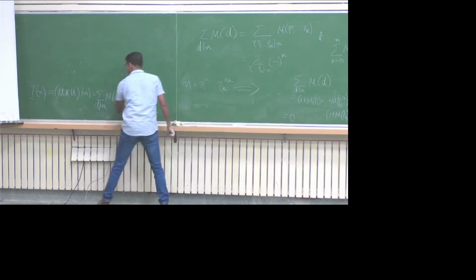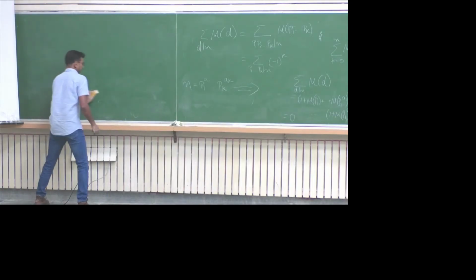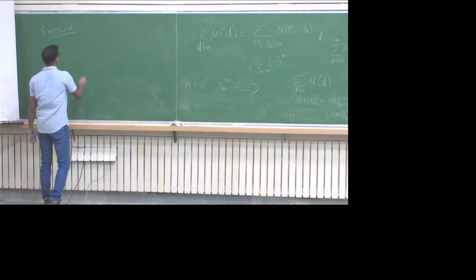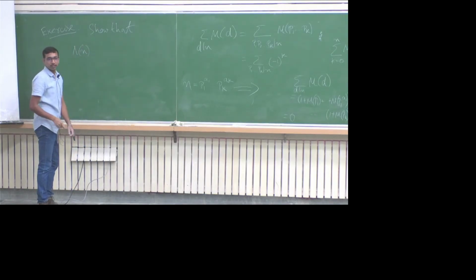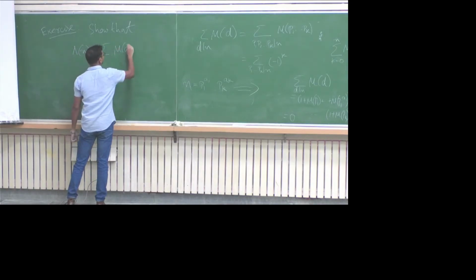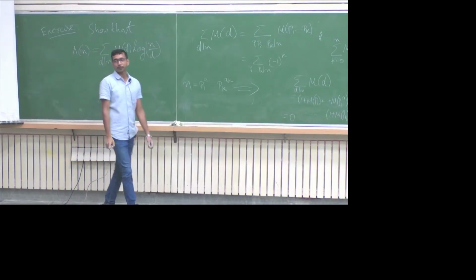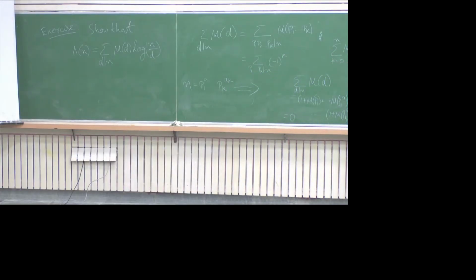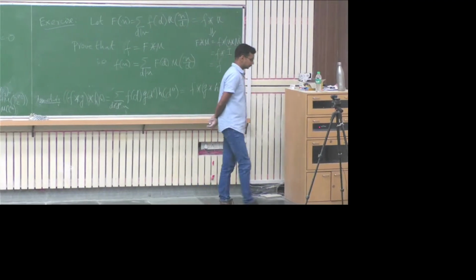Now another exercise. Show that lambda n, the von Mangoldt function, is equal to the sum over d dividing n of mu d log of n by d.